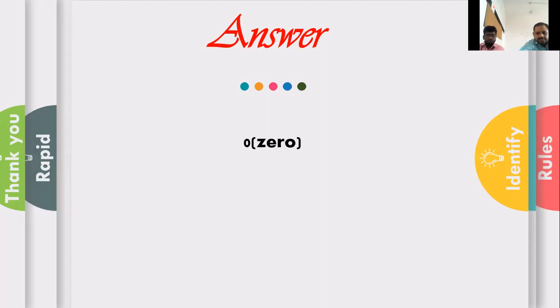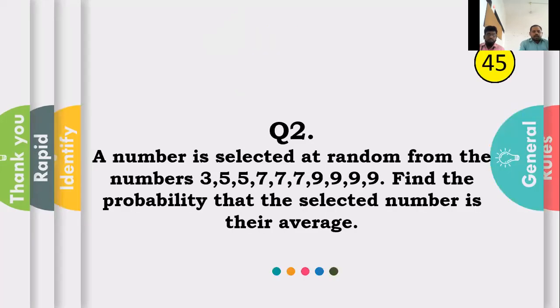Now the next question is, a number is selected at random from the numbers 3, 5, 5, 7, 7, 7, 9, 9, 9, 9. Then find the probability that the selected number is their average. The numbers are selected from the given set of numbers, that is 3, 5, 5, 7, 7, 7, 9, 9, 9, 9. Then what will be the probability that the selected number is their average? Only 15 seconds left. Be quick.